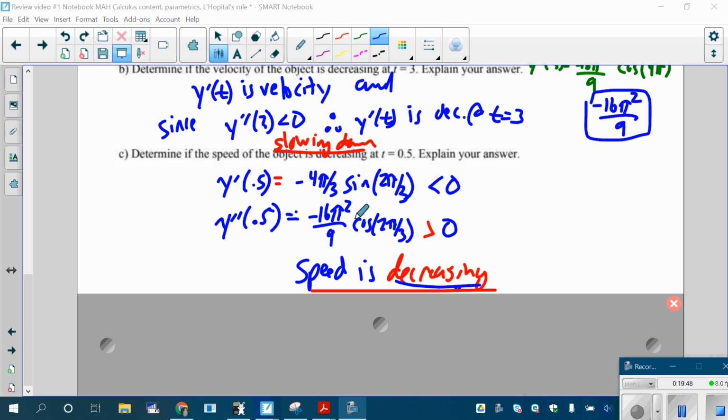Sorry, I made a sign mistake here. My speed actually is decreasing. I am slowing down. Why? Because my velocity is negative, acceleration is positive.